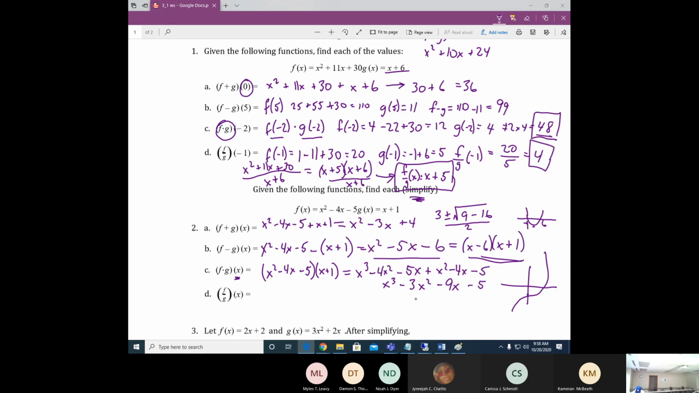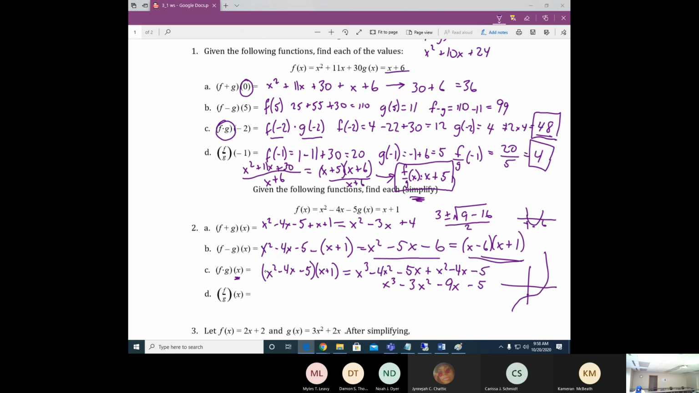Which one? The x to the power 3. Oh, x squared. See, I multiply everything by x. X squared times x minus 4x times x minus 5x. So the x cubed is this x squared times that x. Okay, that's where I get the x cubed. So think of this as x times all of this plus 1 times all of this.